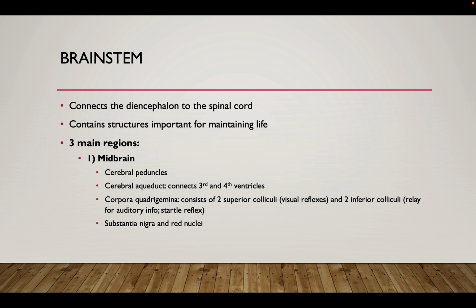It contains cerebral peduncles on the kind of posterior aspect of our midbrain here. We also contain the cerebral aqueduct, which, if you remember, is the connecting stalk between the third and fourth ventricles. That between the lateral ventricles and the third is known as the interventricular foramen. You also contain something known as the corpora quadrigemina. So corpora is referring to body, and quadrigemina is referring to kind of four twin-like structures.